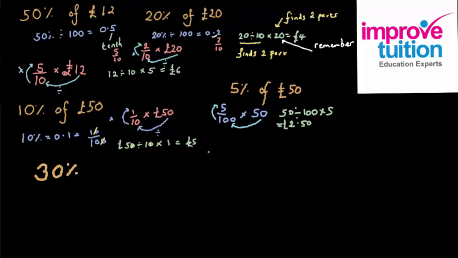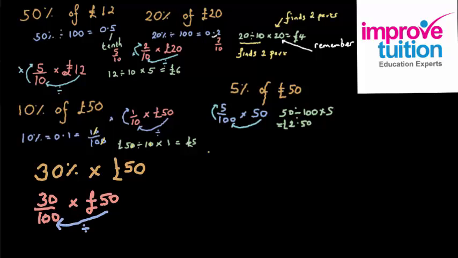Okay, so let's do 30% of 50. We simply write this as a fraction, because we know that a percentage is out of 100. So it's 50 divided by 100 and times it by 30. That gives us 0.5, and you times by 30 to give us 15. So half of 30 is 15. So 50 divided by 100 and times by 30 gave us £15. So 30% of that was £15.